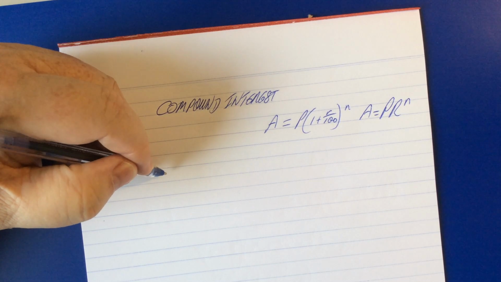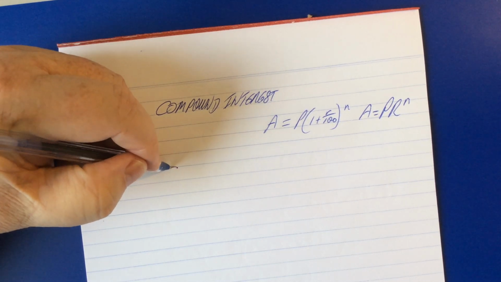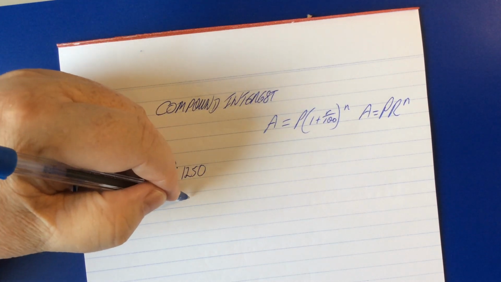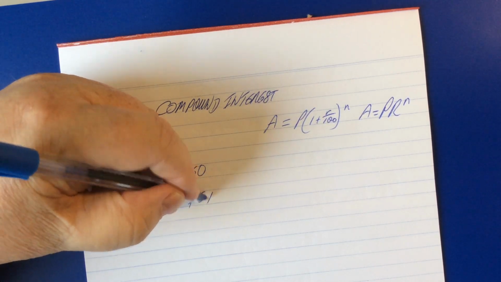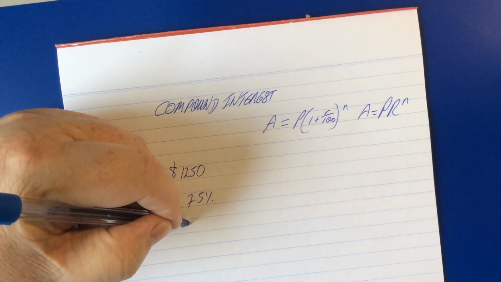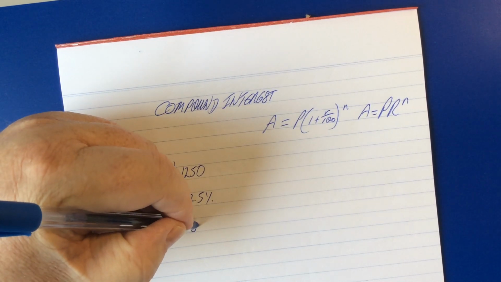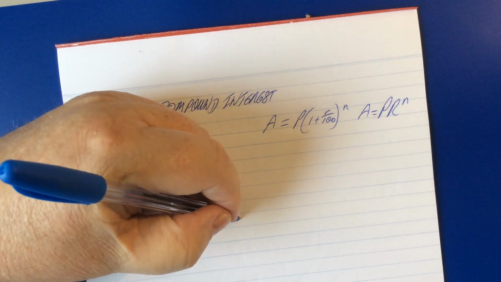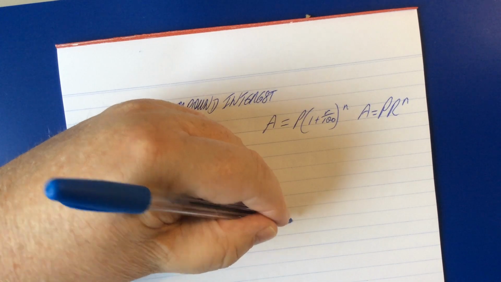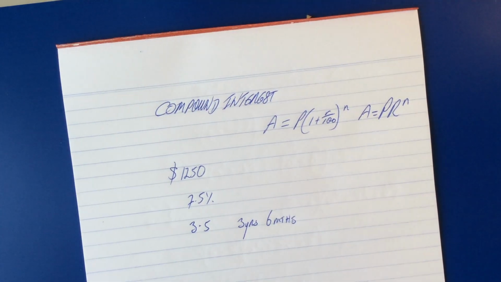Okay, so what we're going to do is we're going to take $1,250. We're going to invest it at 7.5%, and we're going to do something a little unusual. We're going to do that for 3.5 years. That is 3 years and 6 months. Just to show you that this can be done.